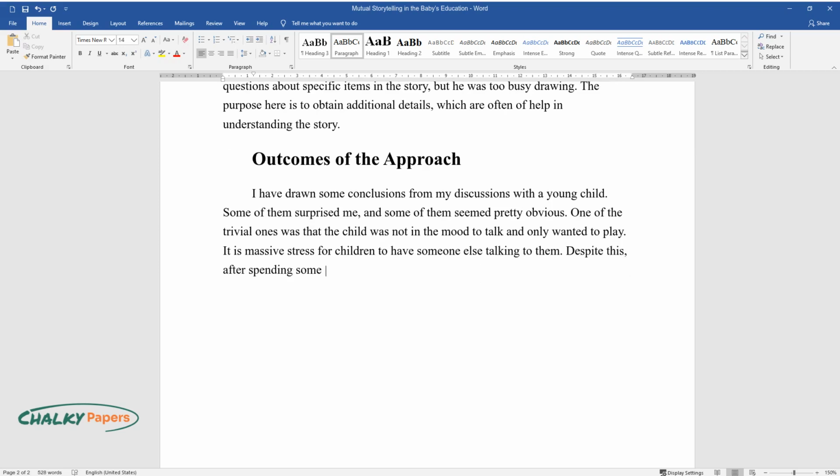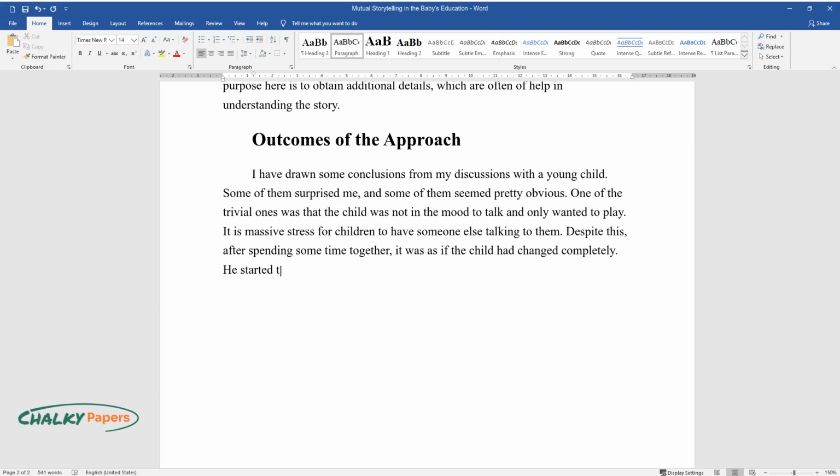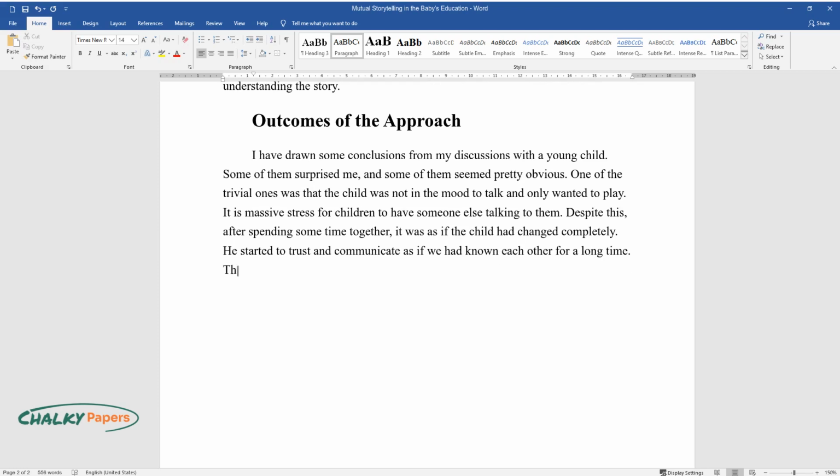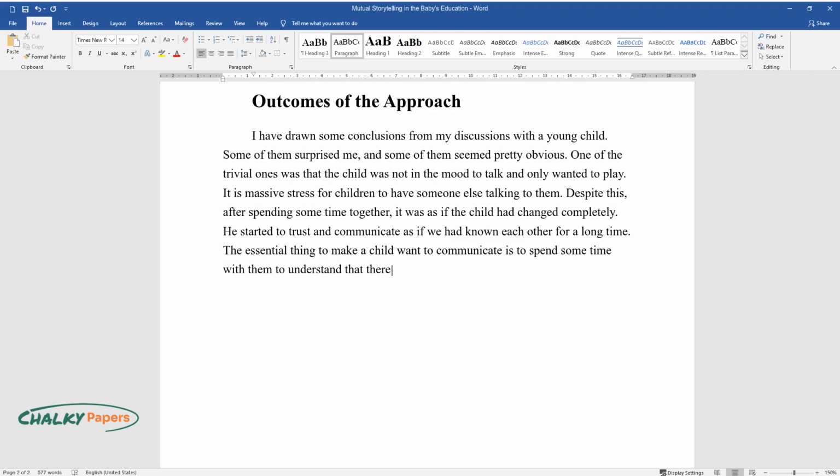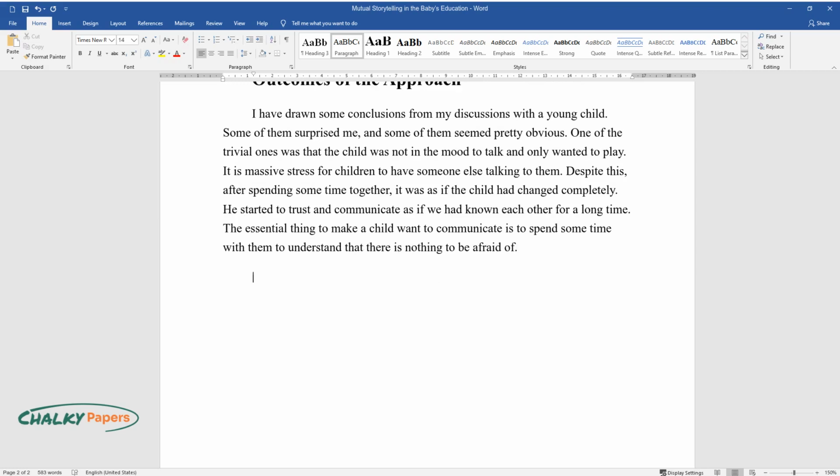Despite this, after spending some time together, it was as if the child had changed completely. He started to trust and communicate as if we had known each other for a long time. The essential thing to make a child want to communicate is to spend some time with them to understand that there is nothing to be afraid of.